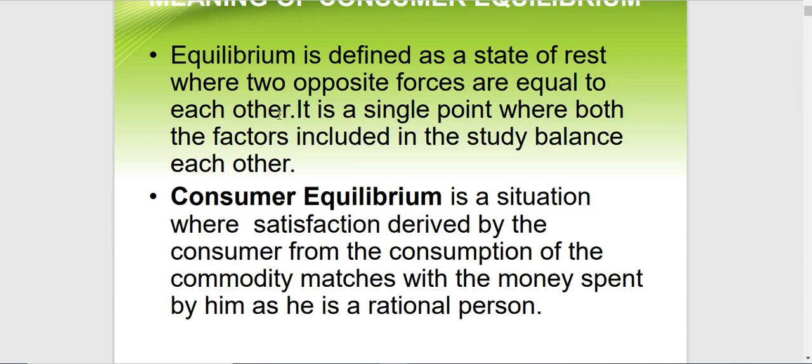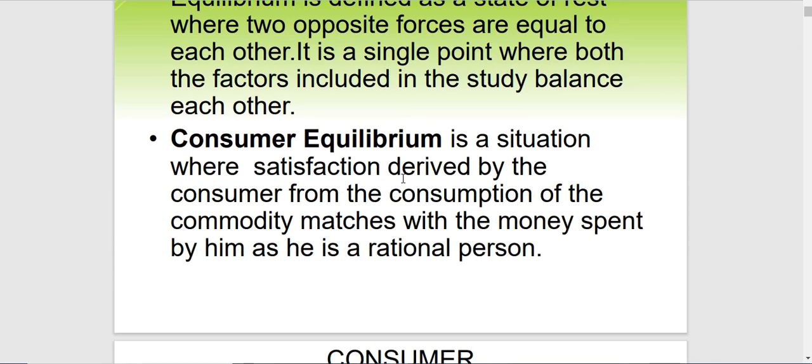consuming certain units of a product, and for the sake of simplicity, we are just taking only one product. He will purchase those many units of that product which will give him maximum satisfaction. And this brings us to the concept of consumers equilibrium, and this is defined as where satisfaction derived by the consumer from the consumption of the commodity matches with the money spent by him as he is a rational person.